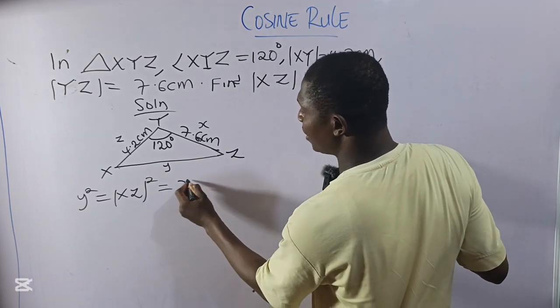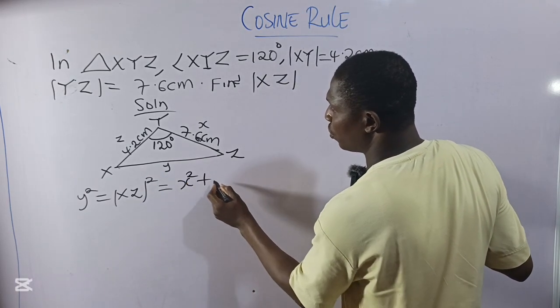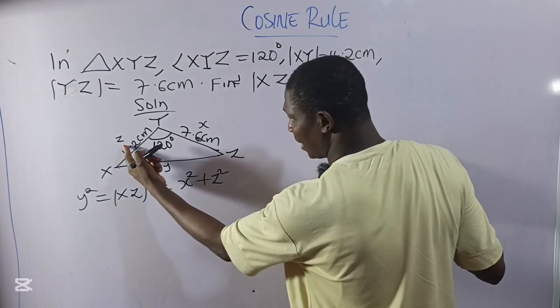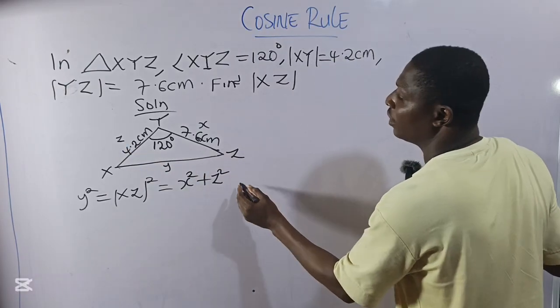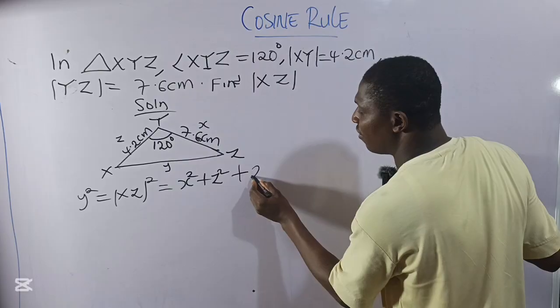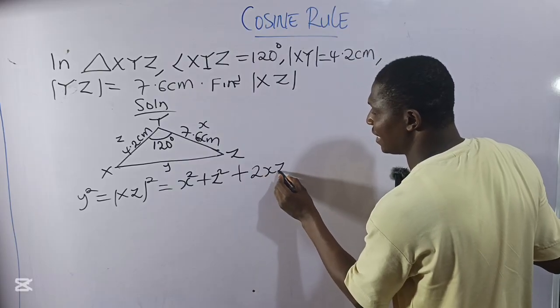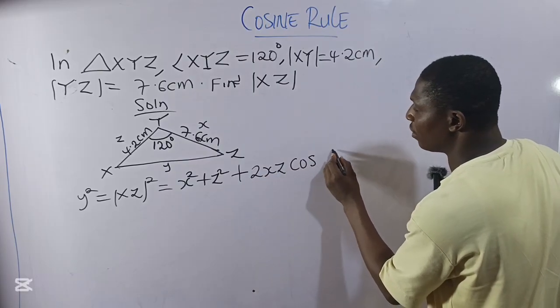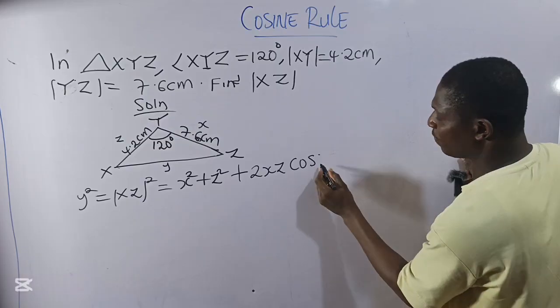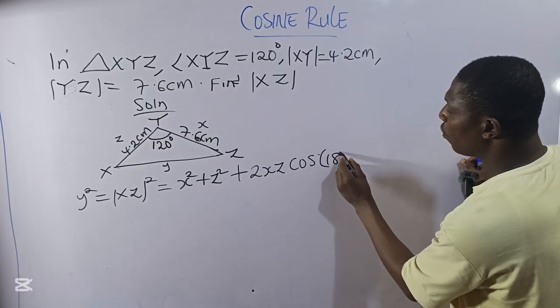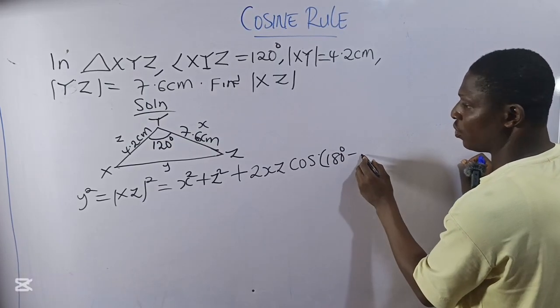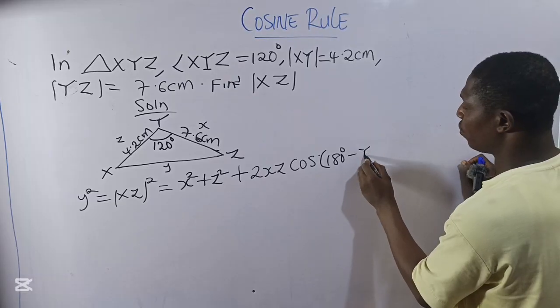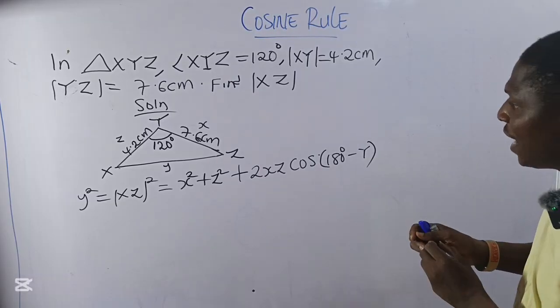So we have y square, which is the same as SZ square, to be equal to my x square plus z square, small letter z square. Please, this is not big letter. I'll have plus, I'll have my 2xz cos capital letter Y, cos, open bracket, 180 degree minus capital letter Y.